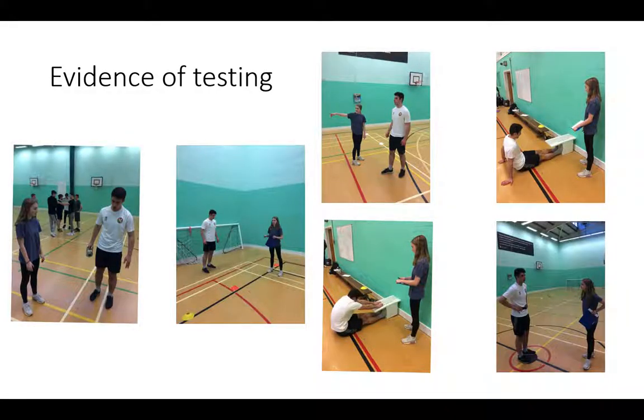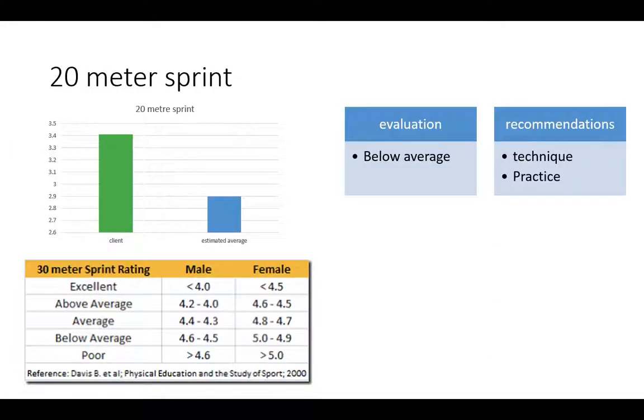These pictures show us when we are performing the tests. In the 20 metre sprint, the client scored 3.41 seconds. As there weren't any 20 metre sprint normative data tables, this is one for 30 metre sprint, which is more common. However, there wasn't space in the hall where we were conducting the fitness test to perform a 30 metre sprint test for speed. The average for a 30 metre sprint is 4.4 seconds, and as 2/3 of 4.4 is 2.9, the estimated average for a 20 metre sprint is 2.9.